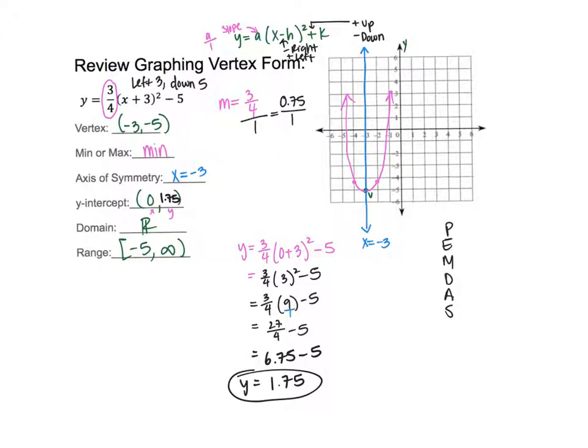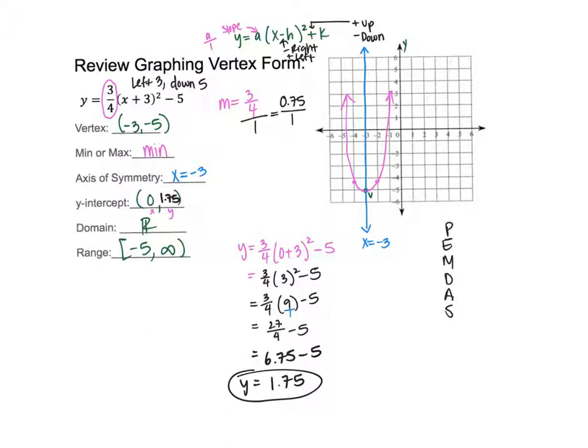Let me just double check all my values here. 27. Yeah, I think we're good here. All right, so it looks like our y-intercept is (0, 1.75).